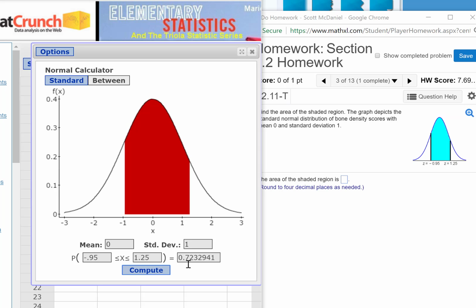And that looks pretty good. So to 4 places it would be 0.7232. Is that right? 0.7233. Sorry.